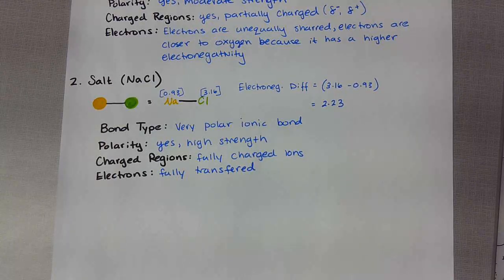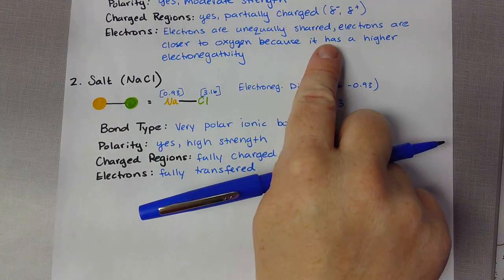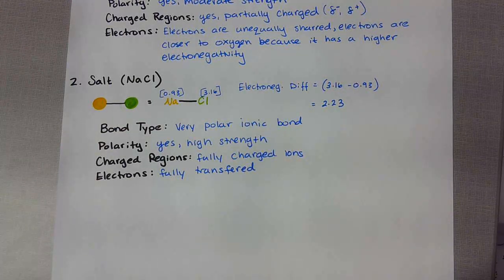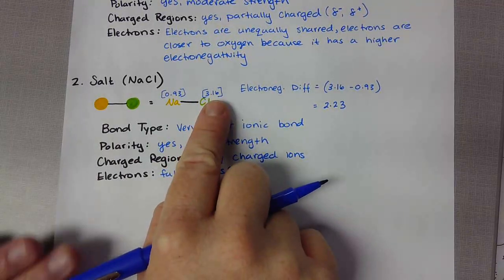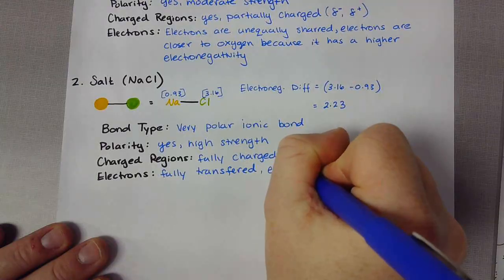Okay, so how did they transfer? Well, using what we did above, electrons are going to be closer to the electronegative atom. So where are they going to go here? They're going to go to chlorine. They're just going to go all the way to chlorine.